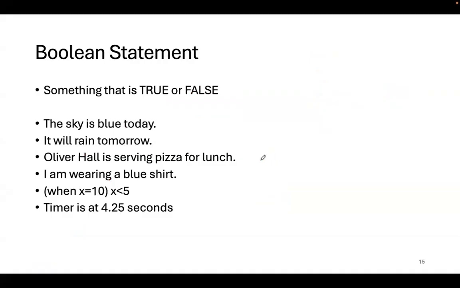And then we get into some Boolean statements. You've all taken programming 1 and programming 2, so you know a Boolean statement is something that's either true or false. It's a binary calculation. Like, the sky is blue today, I would say false because it's rainy. It will rain tomorrow, I don't know, I haven't looked at the weather, maybe. But it's going to be either true or false based on the outcome of the weather tomorrow.